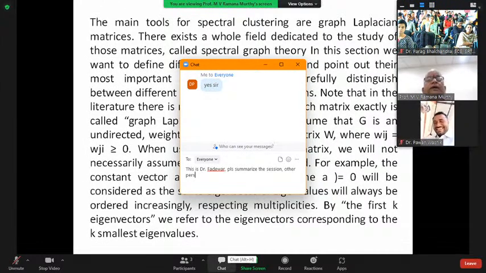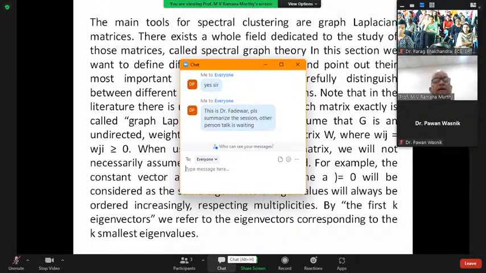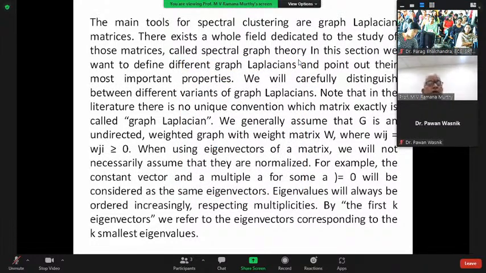The main tool, as I already told you, is the Laplacian graph that I wanted to create. In this section we want to define different graph Laplacians and point out the most important properties. We will carefully distinguish between different variants of the graph Laplacian. In the literature there is no unique convention as to which matrix exactly is called the graph Laplacian. We generally assume that G is an undirected weighted graph with a weight matrix W, where Wij is greater than or equal to 0.